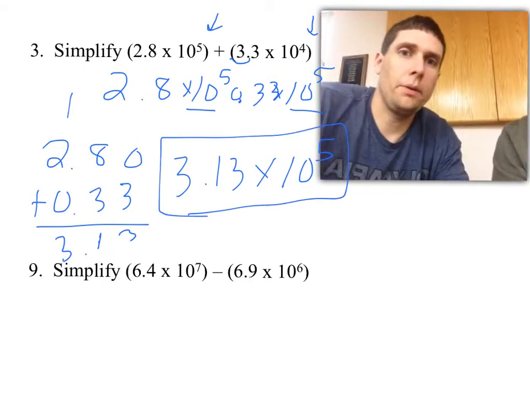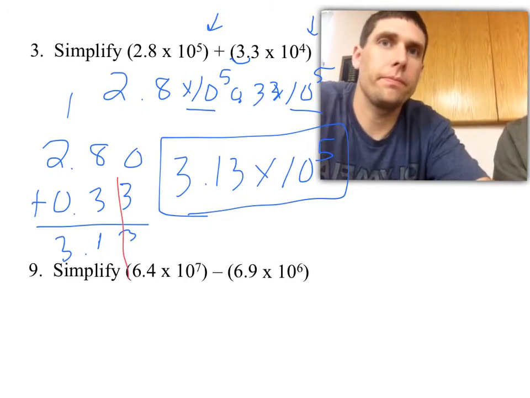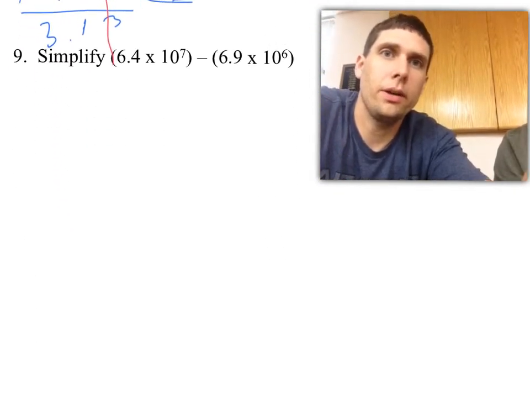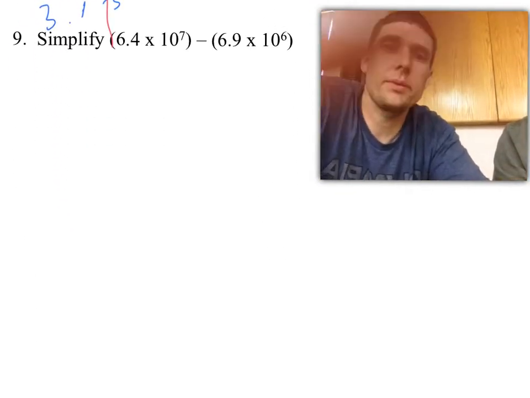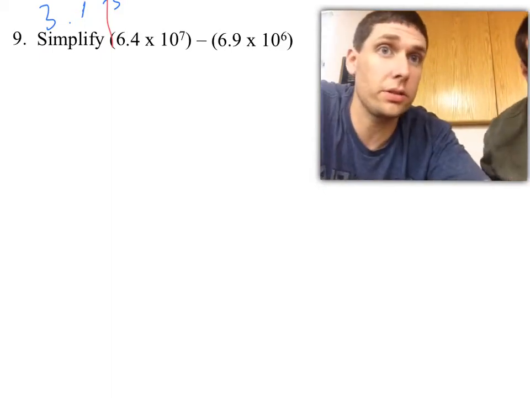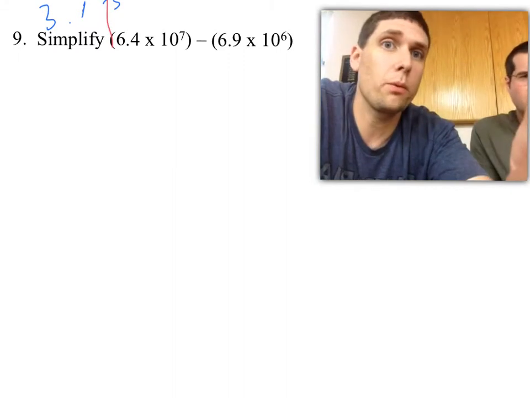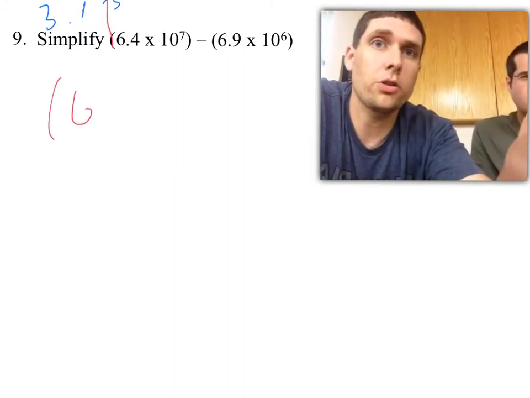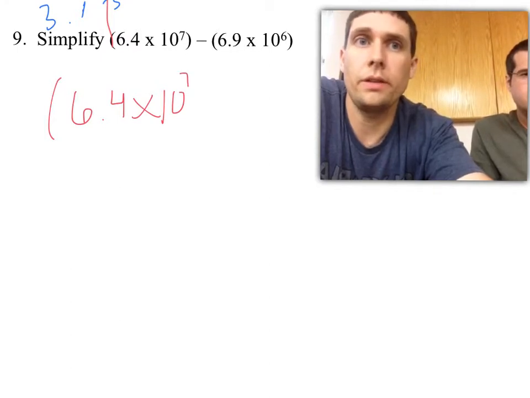Same rules apply with subtraction here. If I move this up, if I can figure that out. There we go. We have simplified 6.4 times 10 to the 7th, and we're subtracting 6.9 times 10 to the 6th. Notice the exponents are different. We're going to leave the larger one alone. Always leave the large one alone. And the 7th is bigger, so leave that alone.